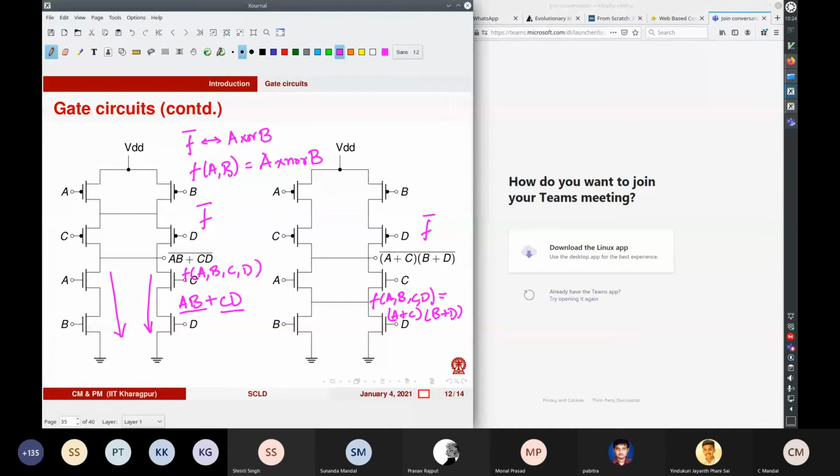So what you have to do is, you want to get A XOR B. So you consider the complement of that function. Whenever that function is true, that is whenever A XOR B is true, you want to have a conducting path to the ground, right? That is what you are doing really. So that is how you can build the gate. Do you understand it?